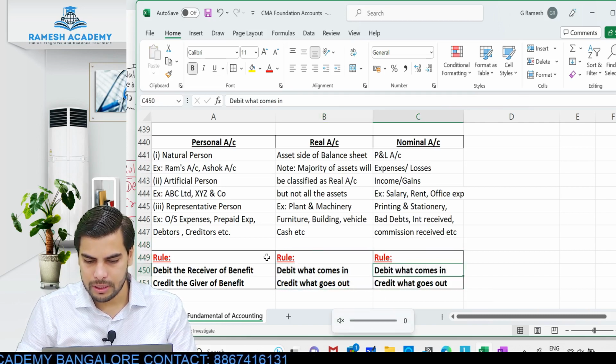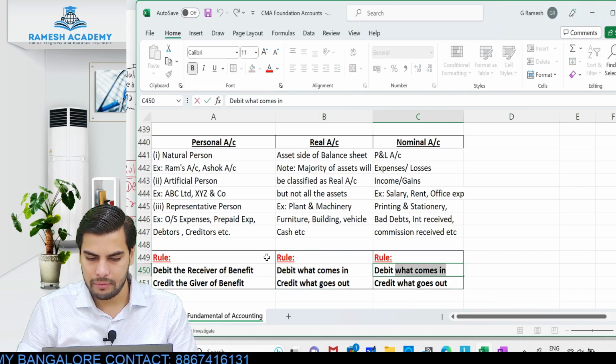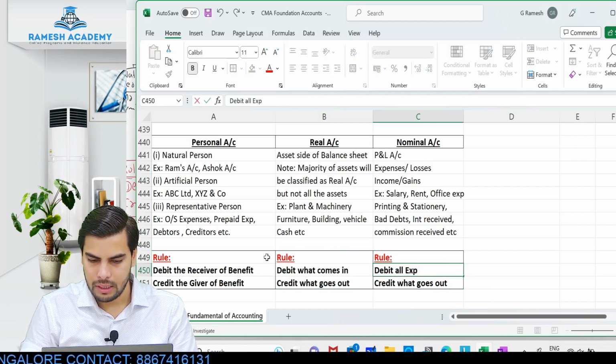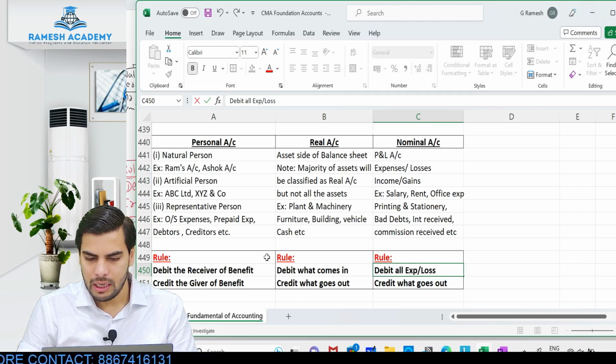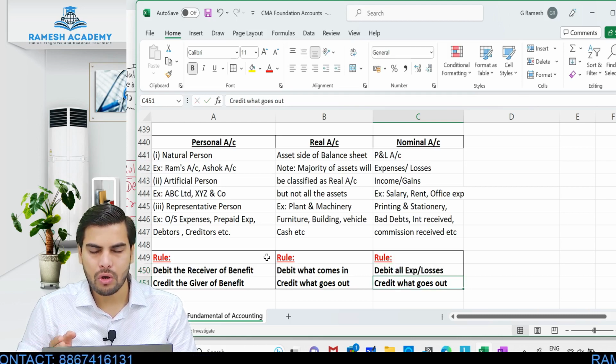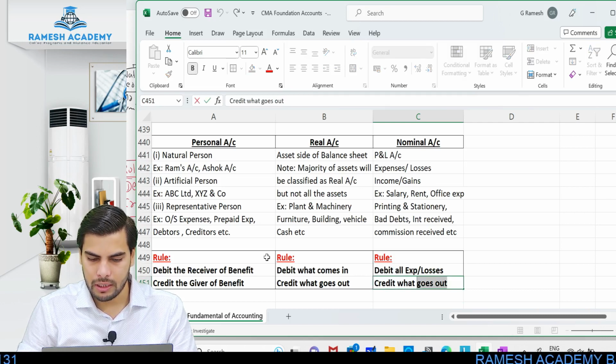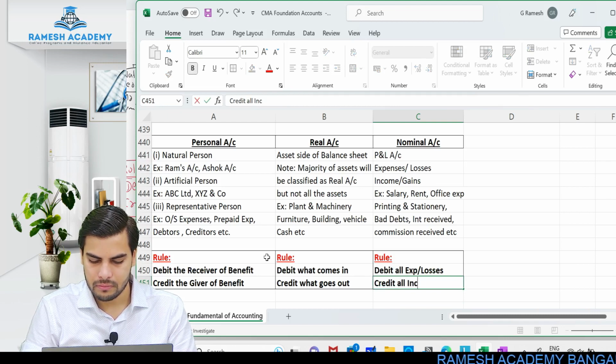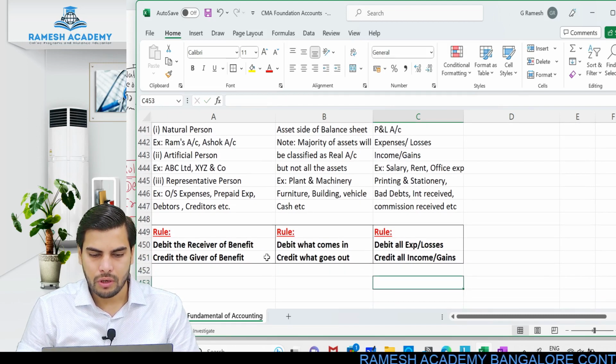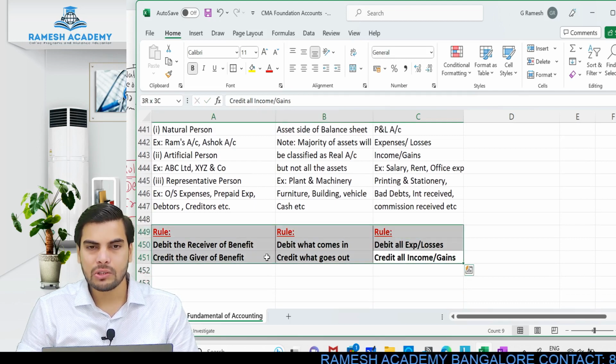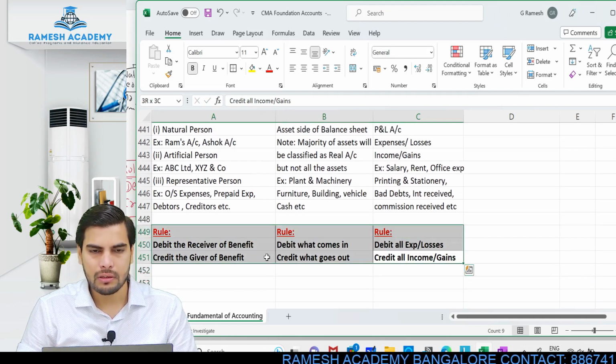Debit all expenses and losses, credit all income and gain. Okay, so debit all expenses or losses. In the P&L account, normally the expenses and losses we show it on the debit side, right? Same logic, nothing else. Debit all expenses or losses, credit all income and gain. So if you remember these rules, based on these rules only we'll be passing the journal entries.